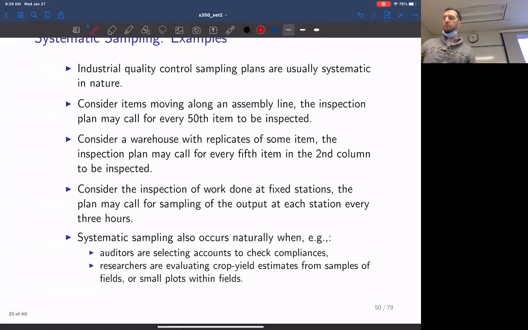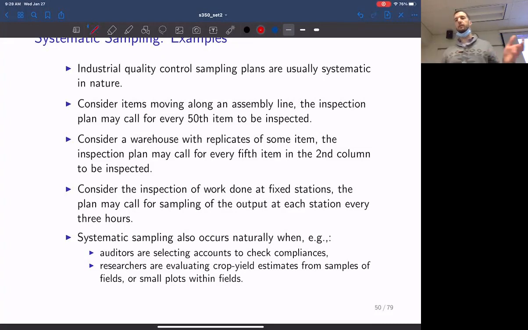Okay, so a few basic examples. So let's consider quality control for a particular device, cooking unit, or any kind of product that's coming off an assembly line that someone might want to buy and put into their house. So systematic sampling would be a natural way of collecting a sample in this case.